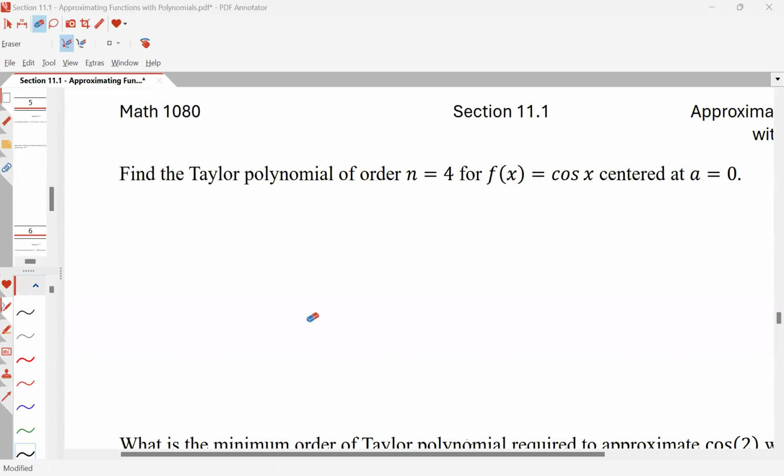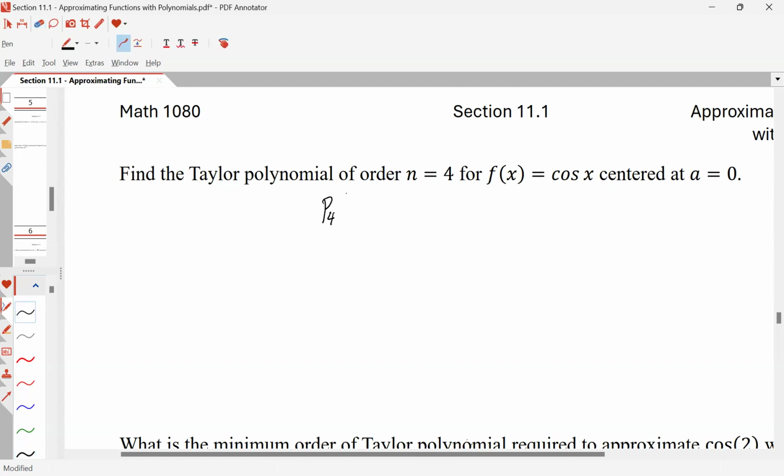Hello, in this video, we are looking at another example of finding a Taylor polynomial of a particular order, and then using the estimation of the remainder to see what we can find out about how accurate that polynomial is to the function. So we have the question: find the Taylor polynomial of order n equals 4 for the function f of x equals cosine x centered at a equals 0.